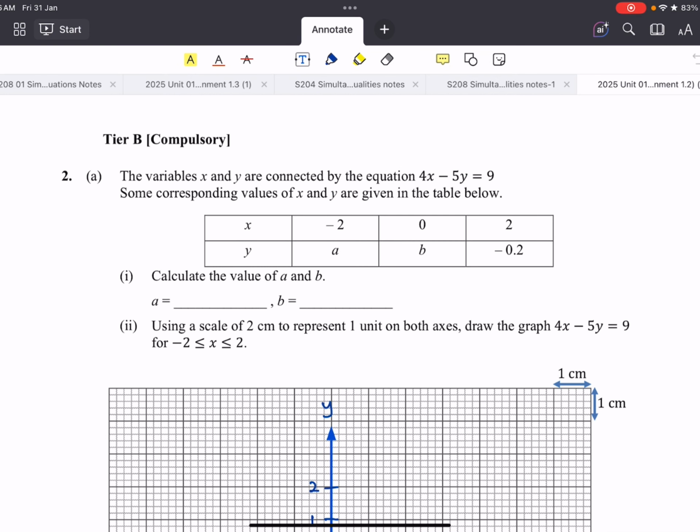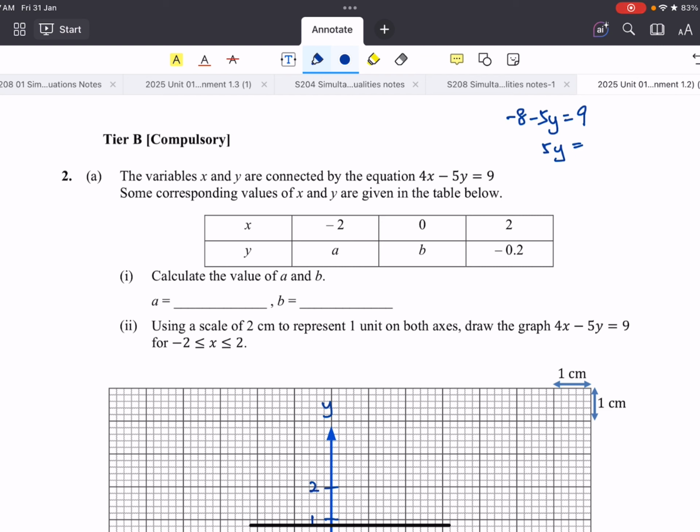Okay, let's continue with the next question. So in this question, the variables x and y are connected by the equation 4x minus 5y equals 9. So again, there's a table provided. We are supposed to find the unknowns. What we can do, of course, is just substitute in accordingly. So in this case, we just need to work out what happens when x is negative 2. When x is negative 2, this equation becomes negative 8 minus 5y equals 9.